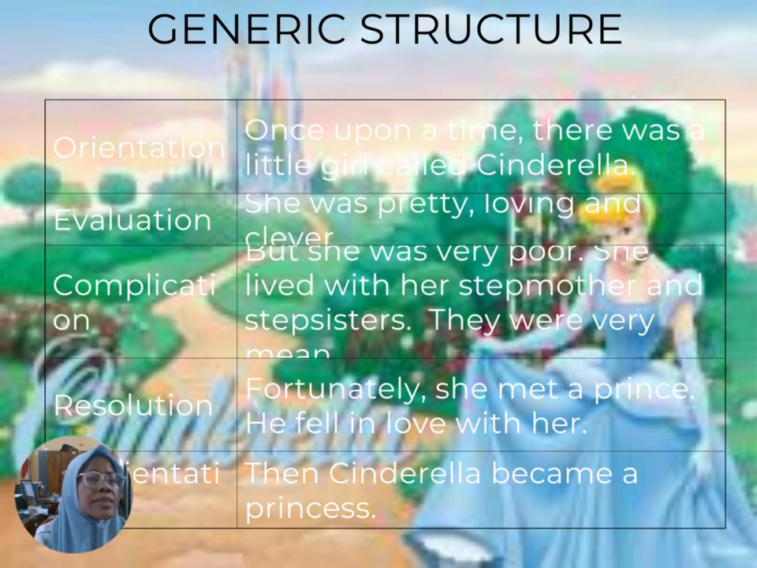So, for the generic structure, we can find the orientation in the sample: Once upon a time, there was a little girl named Cinderella. Evaluation: She was pretty, loving, and clever. Complication: But she was very poor. She lived with her stepmother and stepsisters. They were very mean. Resolution: Fortunately, she met a prince. He fell in love with her. And reorientation: Then Cinderella became a princess.